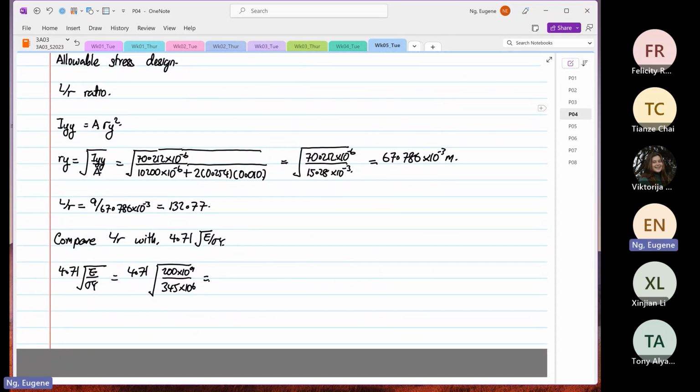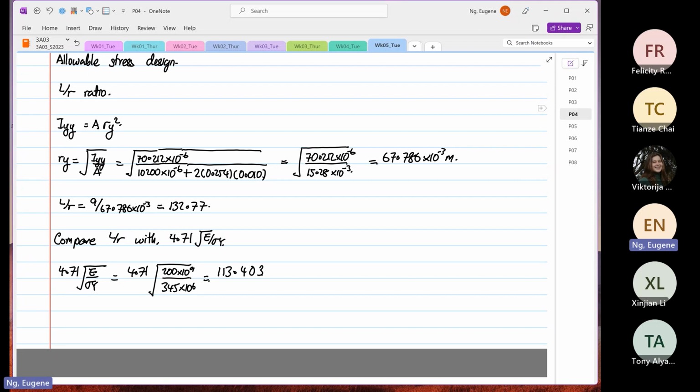Okay, so square root of 200 to the power 9, divided by 345 to the power 6, times 4.71, is equal to 113.403. Let me do it again: square root of 200 power 9 divided by 345 power 6 times 4.71.